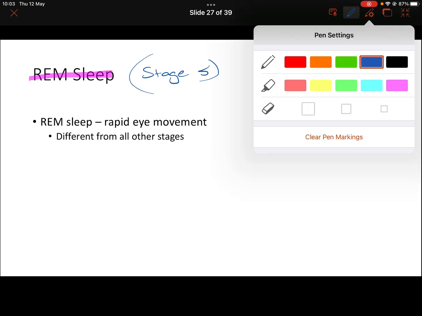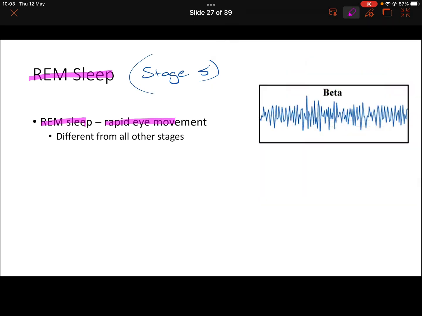REM stands for rapid eye movement sleep, because on an EOG, an electrooculogram, we can see that the eyeball is moving rapidly back and forth. You might see this in a pet dog. If you see them dreaming, you can see their eyes flicking. The same happens to us.